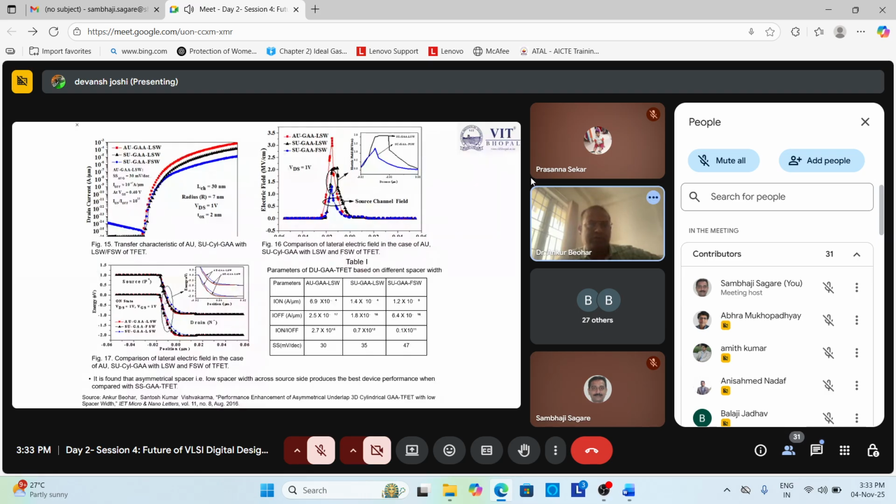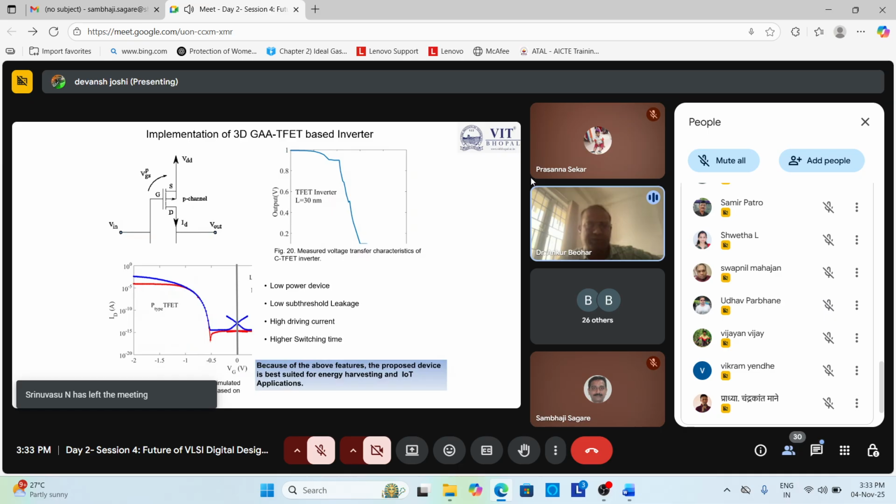of 2 nanometer. So what we found is that the AU with low spacer bit produces a high electric field across the source channel. Also, you can see the red color specifically indicates the high source channel electric field that produces the high driving current. That will be best suited for the low channel.